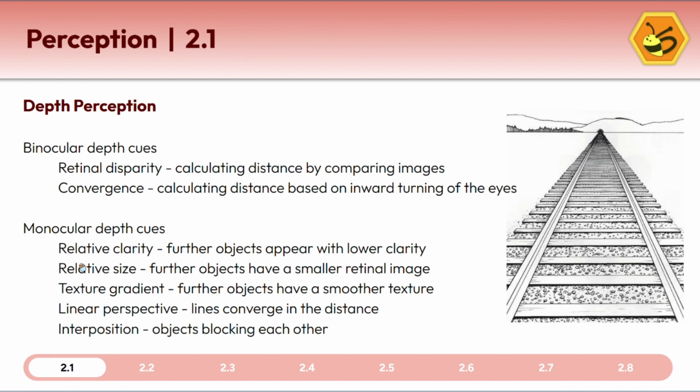Linear perspective is all about parallel lines, so kind of like we see right here. As distance increases, the lines will appear to converge until they meet at a point and they disappear. Interposition is when one object blocks another. That way we know that the object that's being blocked is going to be the one that's further away.